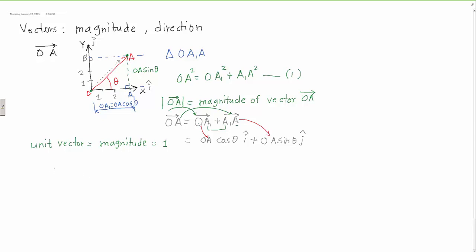So how do you find the unit vector? If you have a vector OA and you want to find the unit vector, you just divide the vector by its magnitude. Once you divide the vector by its magnitude, you get this n hat, which is the unit vector which gives you this direction.